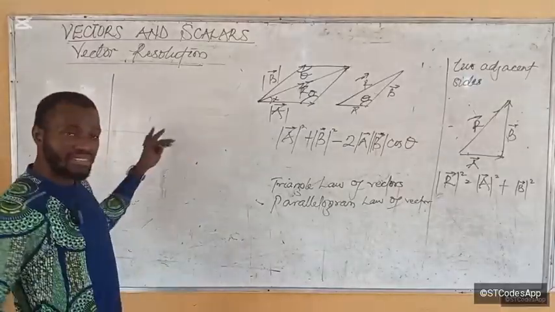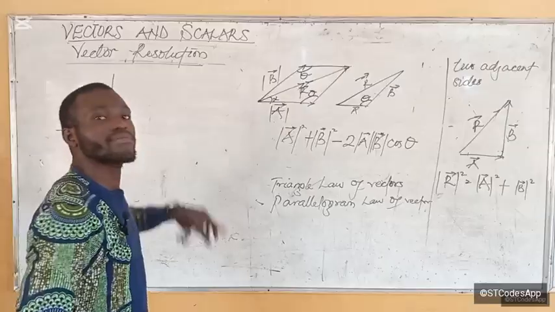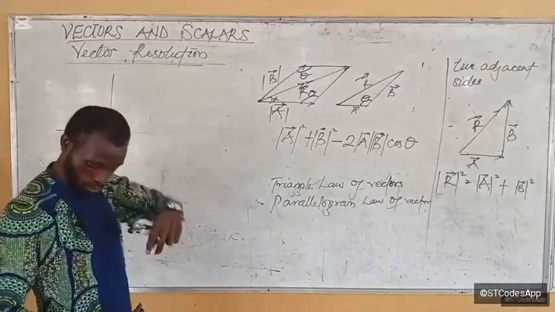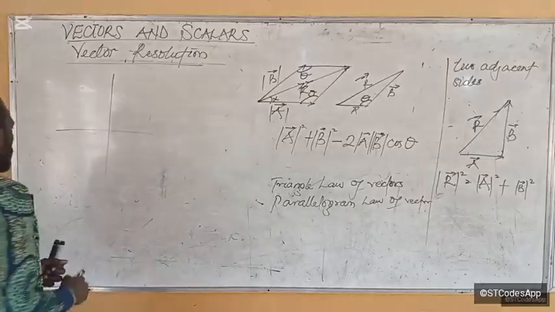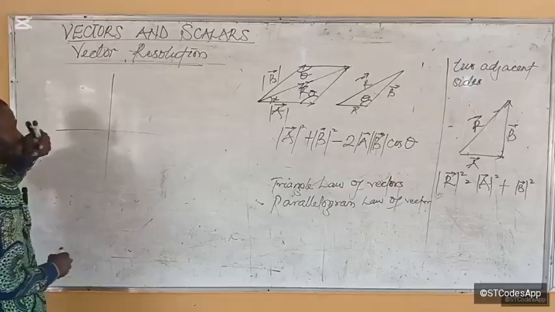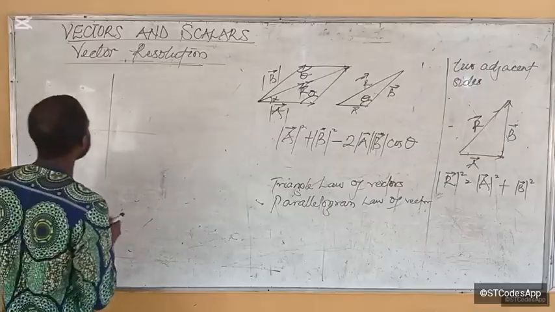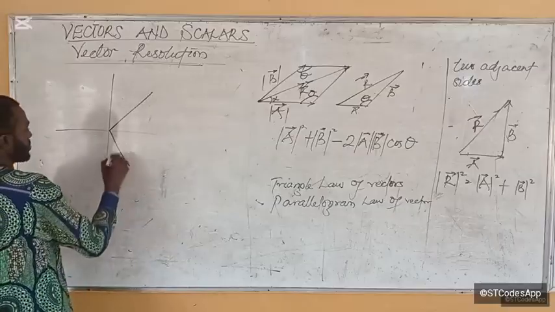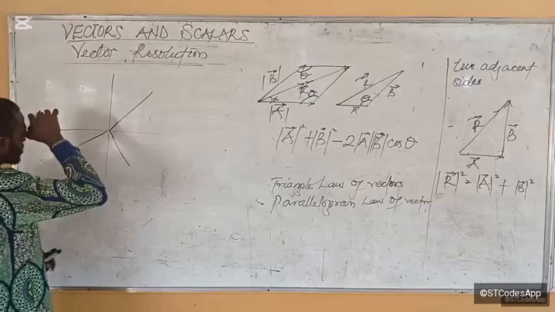Coplanar vectors. The reason why we are doing coplanar vectors is because vector resolution, that's what you see in your exam, WAEC and JAMB, and even in A level, you will not see more than coplanar vectors. So that's why we are using only coplanar vectors for this example.